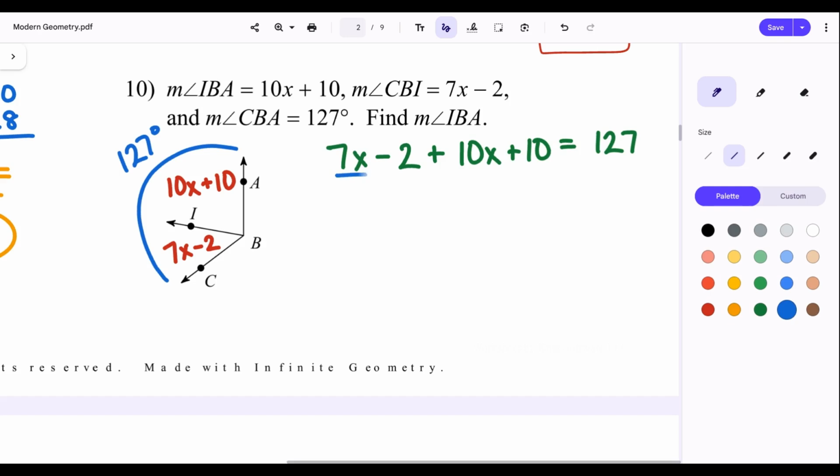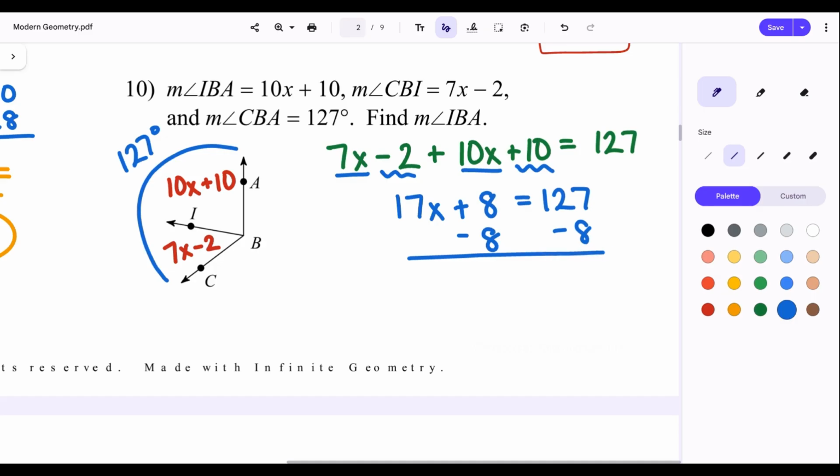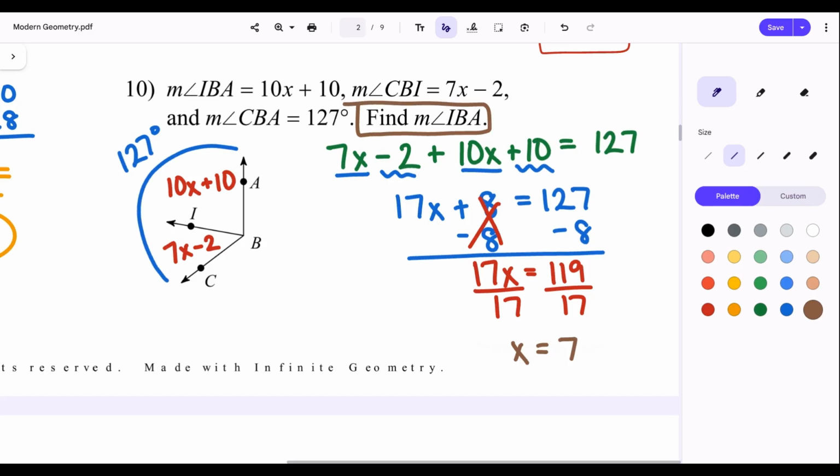Okay, so we've got 7x and 10x together would be a 17x. A negative 2 and a 10 would be 8. Equals that 127. I'm going to subtract 8. So I have 17x equals 119. Divide by 17. What'd you guys get for your x here? Good, 7. Are we done though? No, remember it said up here to find the measure of angle IBA. So we're not quite finished.